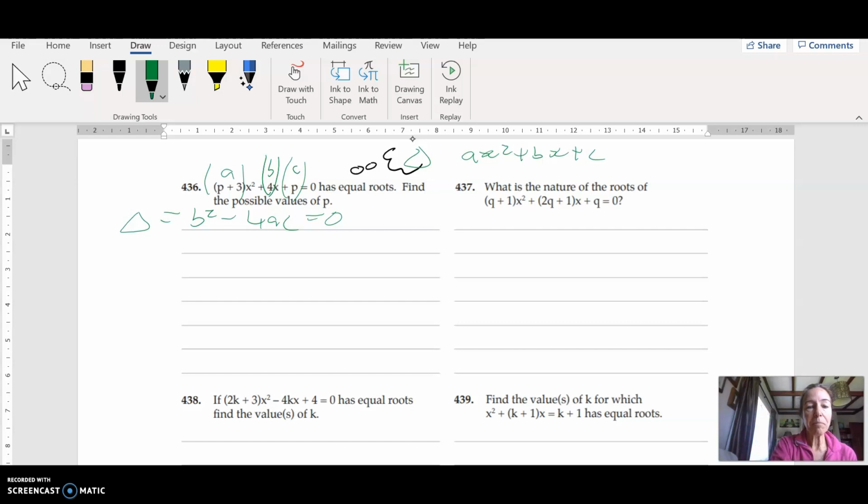So b squared is going to be 4 squared minus 4a, so that's 4 times this whole thing, p plus 3, and c is p, and that is going to give me 0. So I have got 16 minus, if I multiply this in, 4p times p, which gives me 4p squared, and 4p times 3 is going to give me minus 12p.